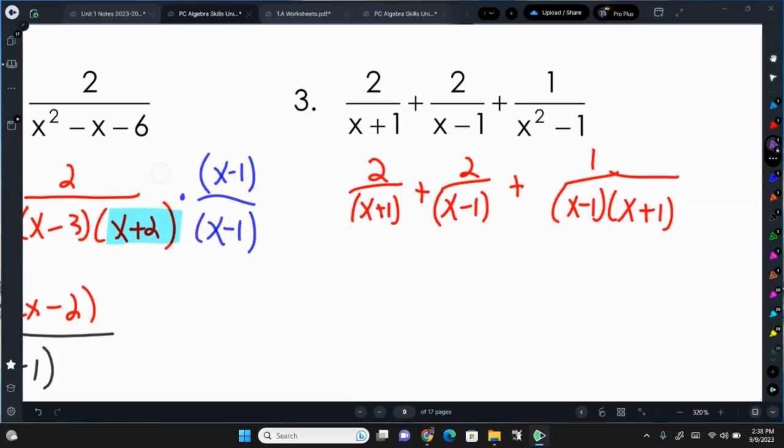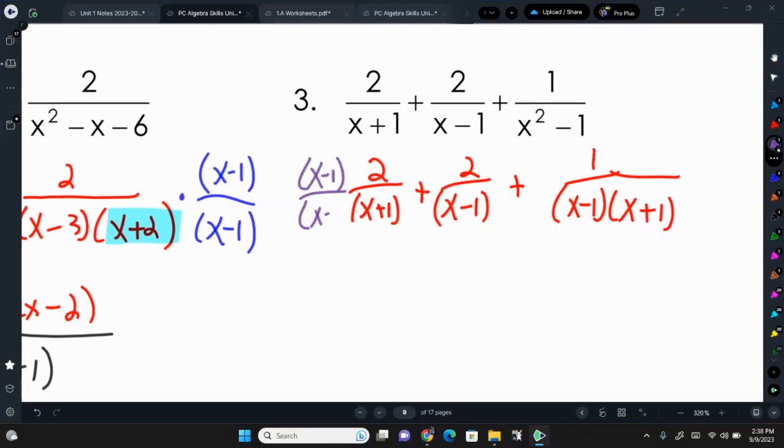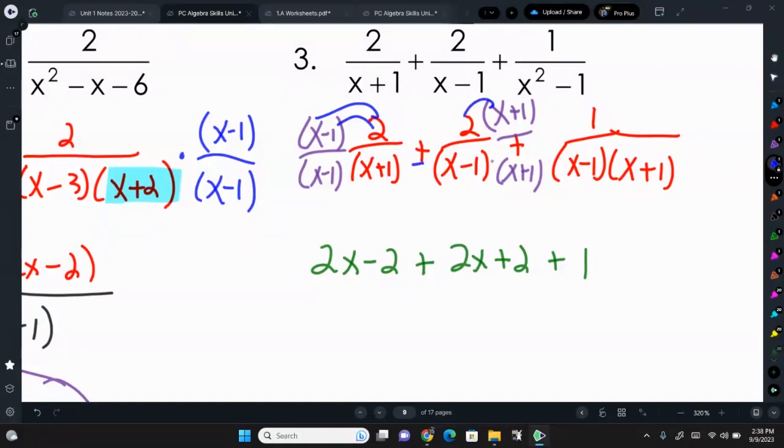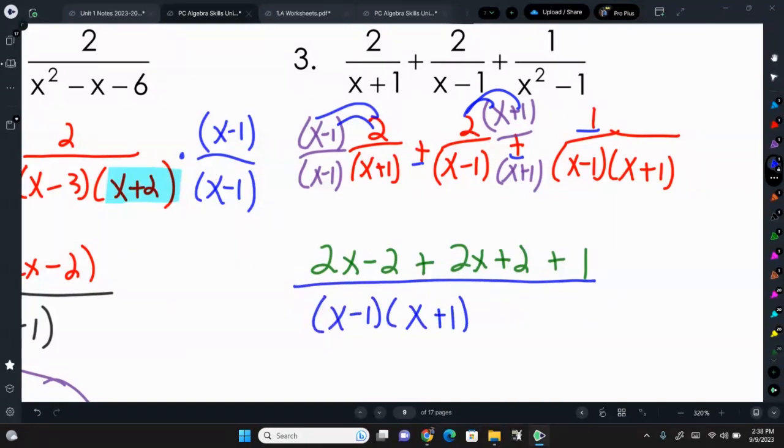What we can do is multiply the first one by x minus 1 over x minus 1, and we can multiply the second one by x plus 1 over x plus 1. So again, we're going to distribute the numerator. So we're going to get 2x minus 2 plus 2x plus 2 plus 1, because again we distribute this plus sign, distribute that plus sign, 1. All over our common denominator of x minus 1 times x plus 1.